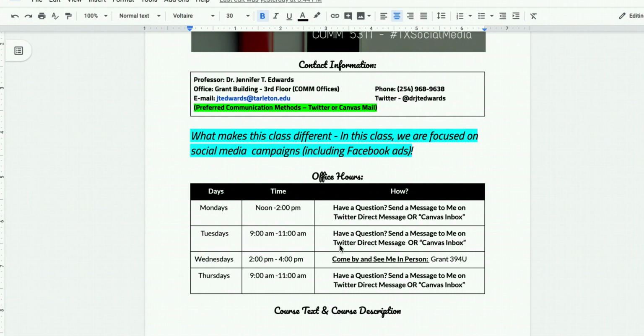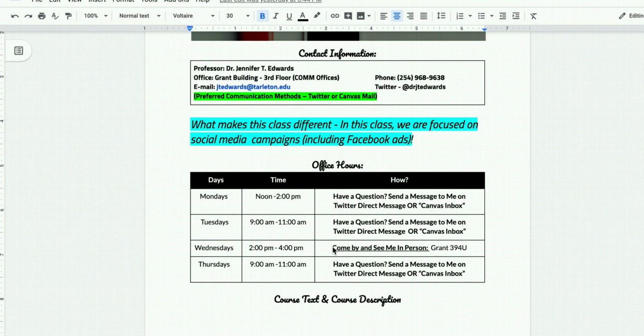So these are my office hours. I have office hours almost every day of the week, and if you have a question outside of these office hours, just send me a message, and I will usually respond super quickly, especially on Twitter or if it's on Canvas.